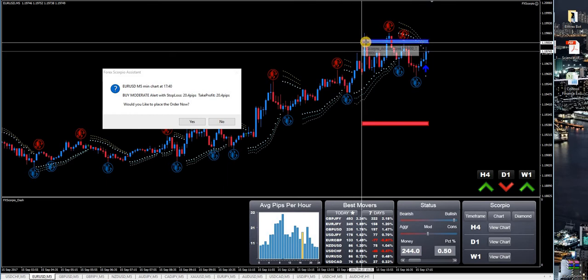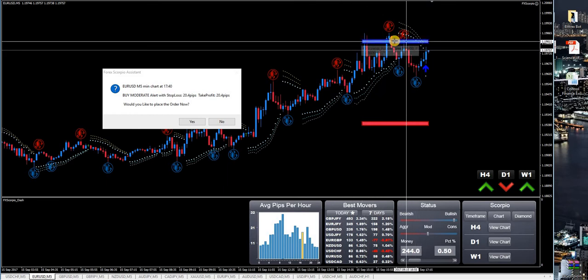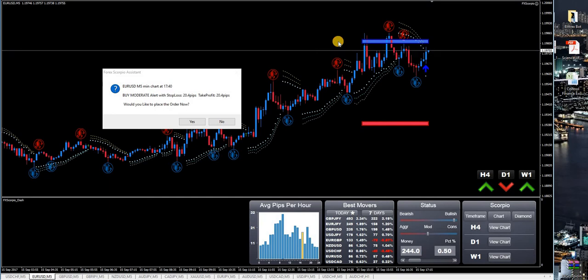Only thing that bothers me a little bit is we have this level right above us. And I know ideally we would like to have something right below us. So we're not going to take a trade right into a resistance here. So we'll keep looking, and hopefully we'll find a trade where we don't have this level or any level right above us.